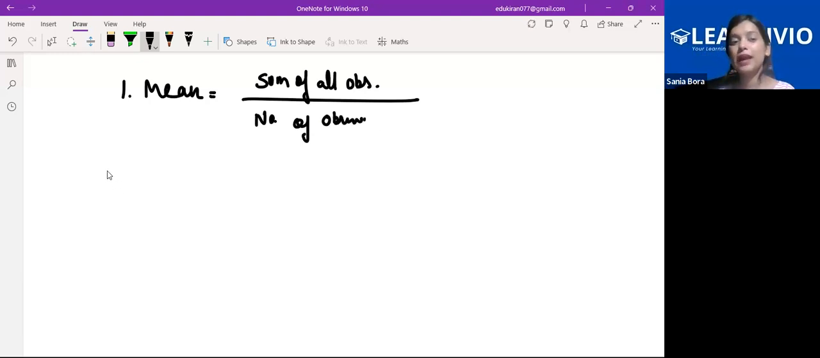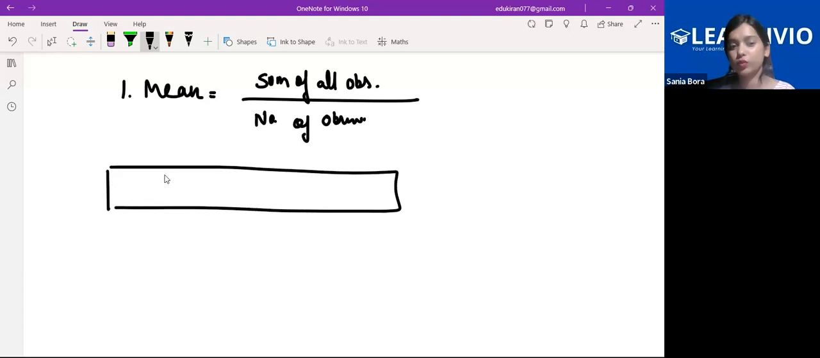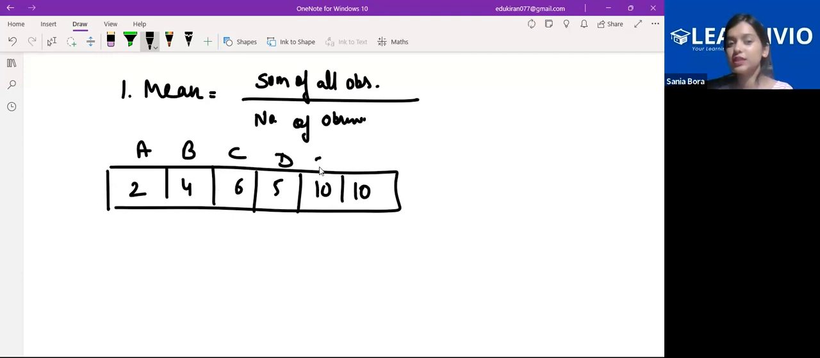For example, these are the marks of the students: 2, 4, 6, 5, 10 and 10. Student A, student B, student C, D, E and F. You have to find the mean. To find the mean, first of all, take the sum of all the observations.